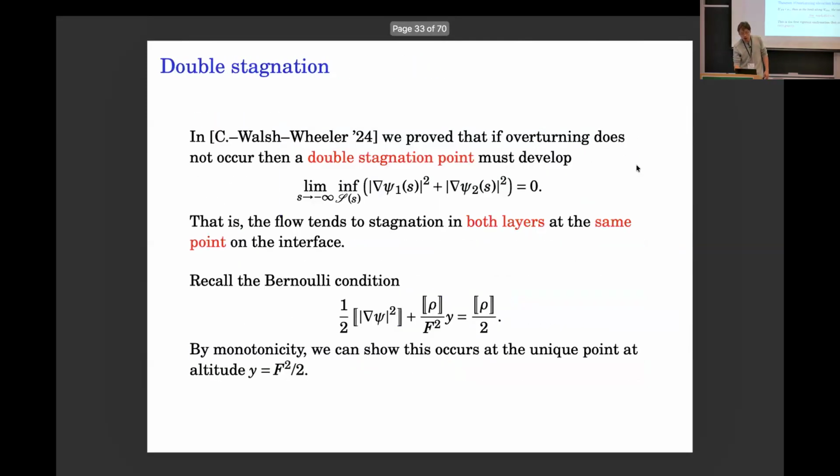So this monotonicity of the streamline, in particular the surface, the interface, if you plug that into this Bernoulli's condition, you will find that at the double stagnation, this is equal to 0. There's a unique point where you see this double stagnation, which is y equals half the Froude number squared, because at double stagnation, this gradient of psi is equal to 0.